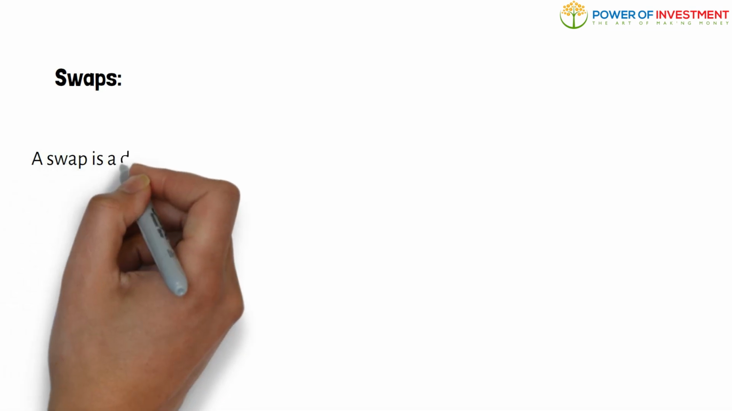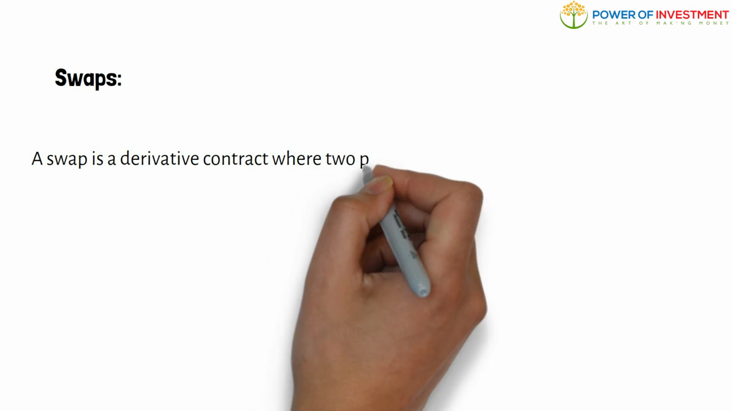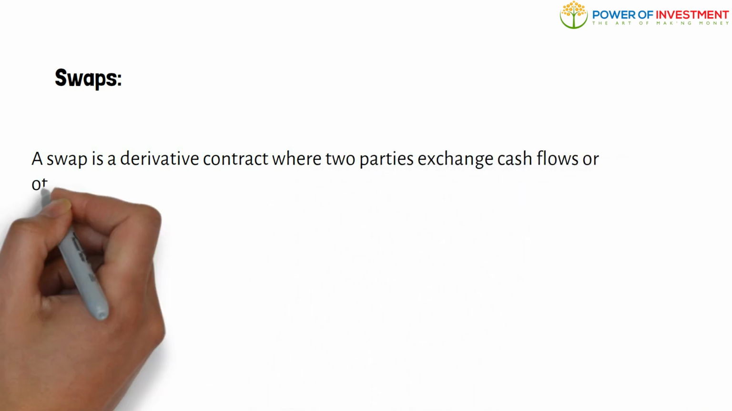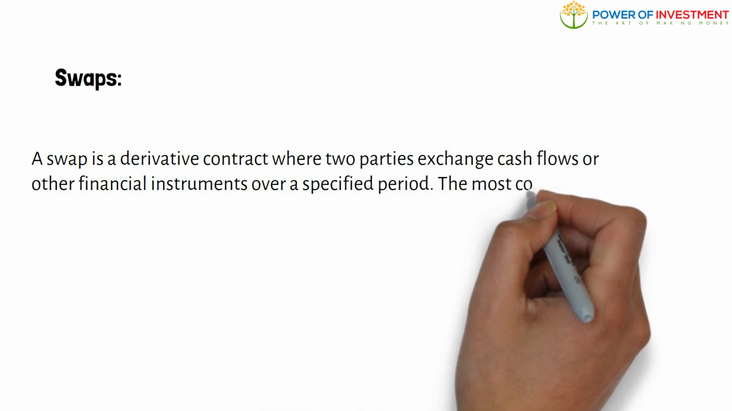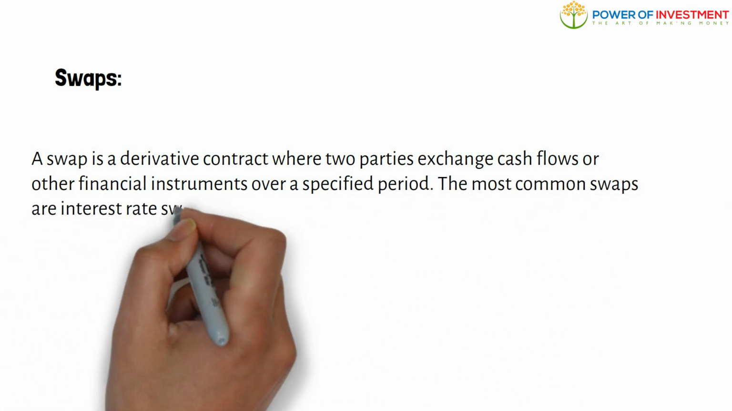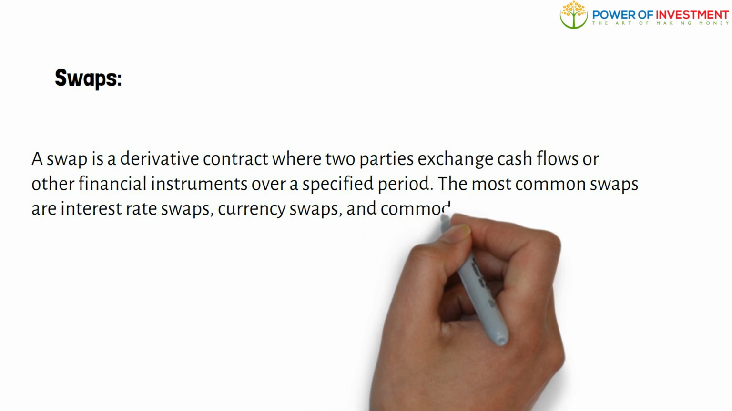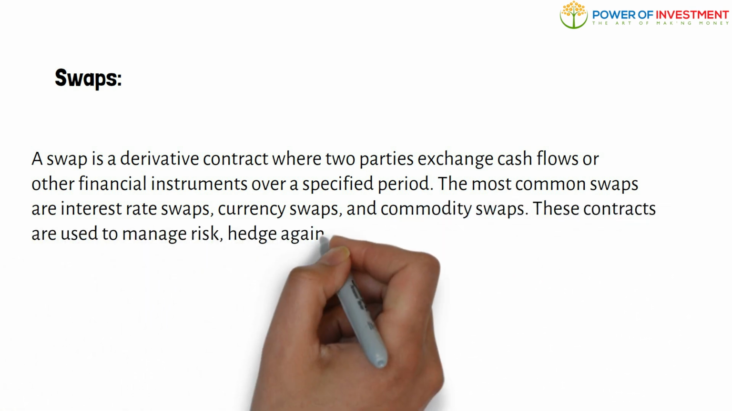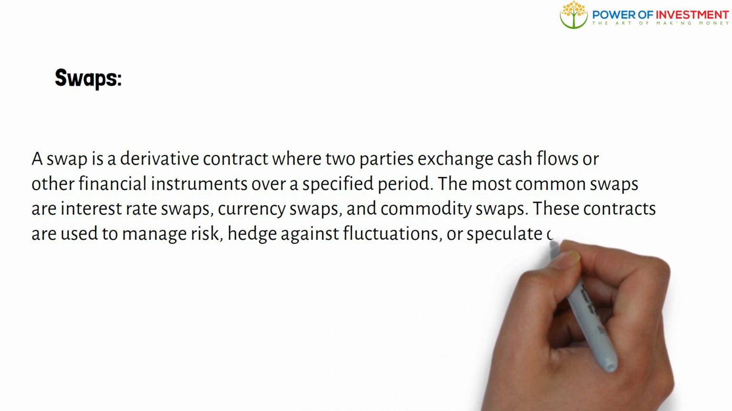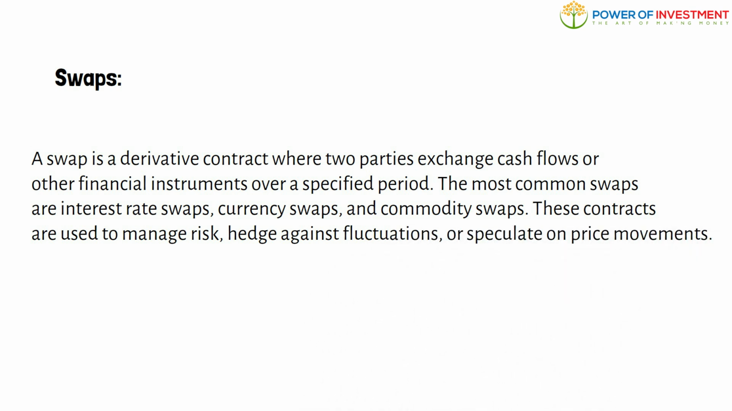Swaps. A swap is a derivative contract where two parties exchange cash flows or other financial instruments over a specified period. The most common swaps are interest rate swaps, currency swaps, and commodity swaps. These contracts are used to manage risk, hedge against fluctuations, or speculate on price movements.